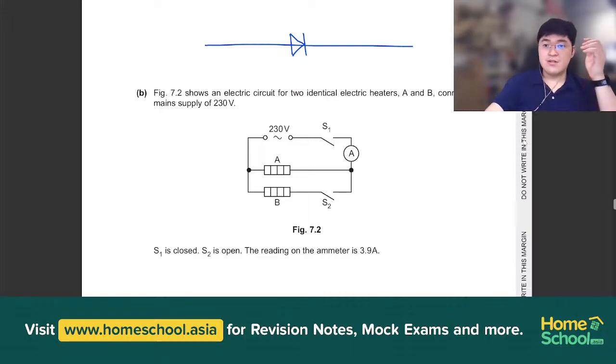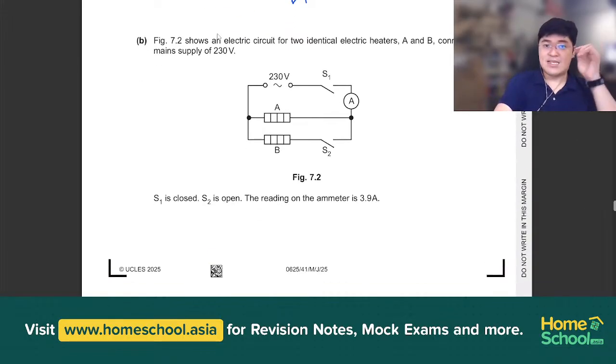All right, so in this circuit, figure 7.2 shows an electric circuit for two identical electric heaters A and B connected to a main supply of 230 volts. S1 is closed and S2 is open. So for our first part, S1 is closed. Switch 1 is closed, and the reading on the ammeter is 3.9 amperes.